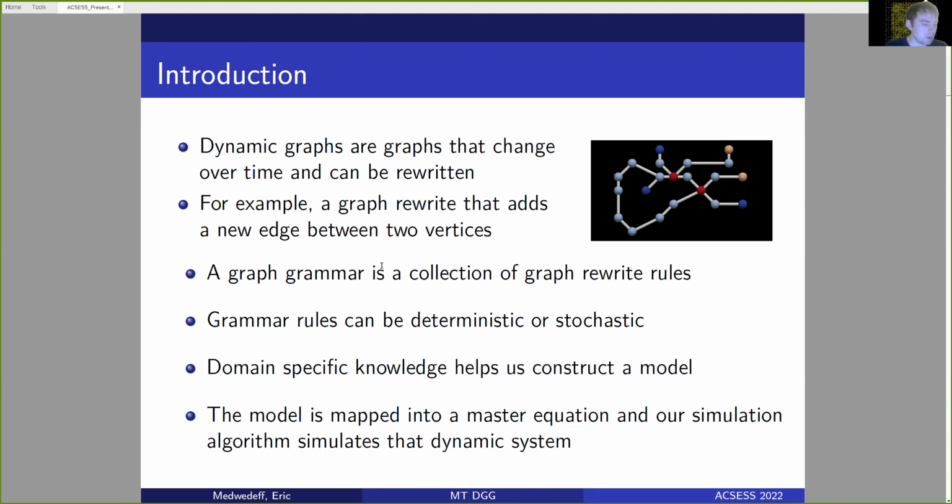Now, a collection of these rewrite rules is what forms a graph grammar. It's a declarative set of rules that tells us how the graph can be rewritten. These grammar rules can be either deterministic or stochastic. We can then use the domain-specific knowledge, in our case, the dynamics of cortical microtubule arrays in plant cells, to define a model. The model is the set of rules we defined and is mapped into a master equation.